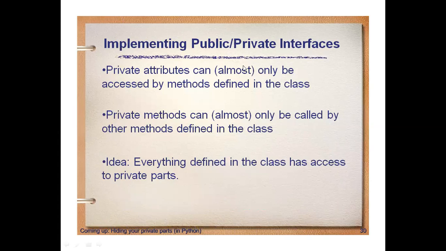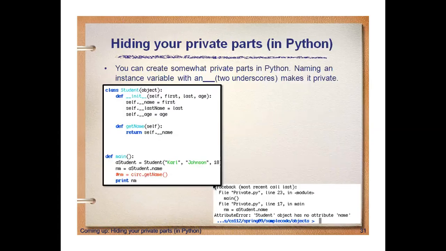Implementing public and private interfaces: private attributes can only be accessed by methods defined within the class. Private methods can also be called by other methods defined in the class. The idea is that everything in the class has access to its private members. So within my lecture, every student has full permission to do whatever they want. But nobody from outside the class can interfere during my lecture or access my lecture recordings. My lecture recording is a method and you guys are my attributes, right?